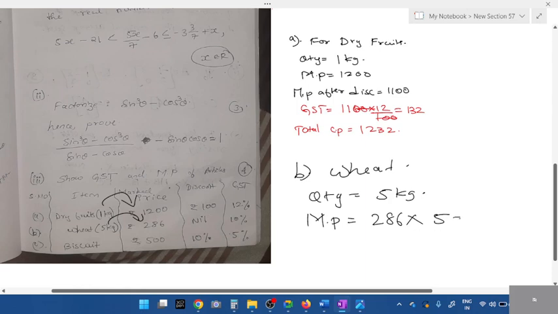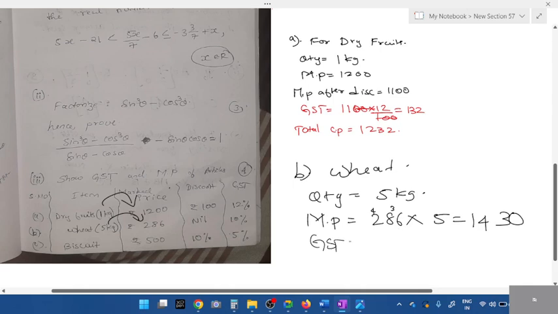5 6 are 30. 5 8 are 40, plus 3 is 43. What's the answer you got? 5 2 are 10, 14. Is it 1430 or 286? What did you all take? All of you took 1430, multiplied it on this. Discount is not given.